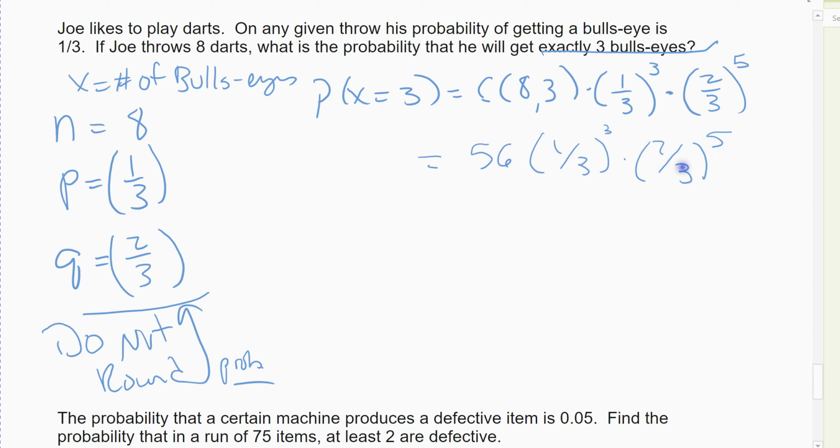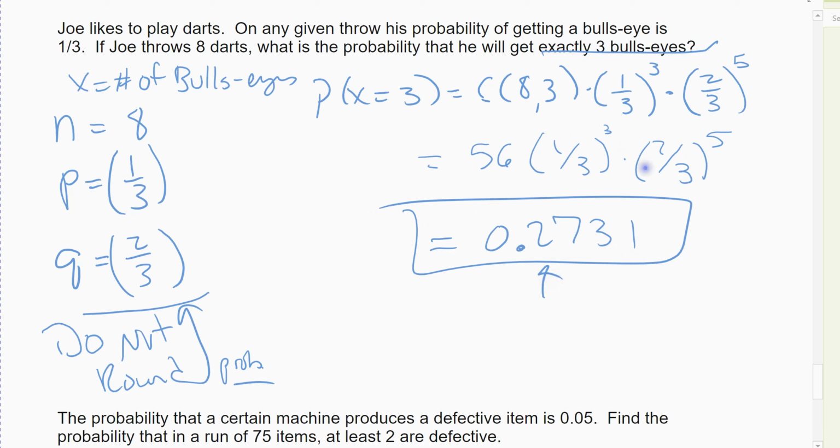And again, I put parentheses. If you don't, it'll cube the 1 but not cube the 3. Same thing here. It'll take 2 to the 5th, but it won't take 3 to the 5th. So you have to make sure you put parentheses. And then it comes out to 0.2731. Alright, so again, if you rounded, your rounding error will be significant, and when you type it in, you get it as a wrong answer because you have a rounding error.